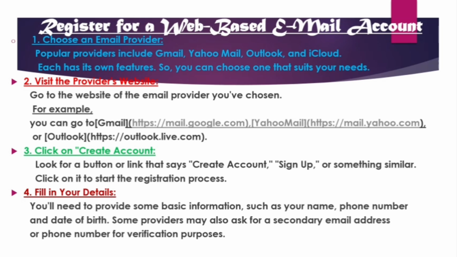Each has its own features, so you can choose one that suits your needs. 2. Visit the provider's website. Go to the website of the email provider you've chosen. For example, you can go to Gmail, mail.google.com, Yahoo Mail, mail.yahoo.com, or Outlook, outlook.live.com.